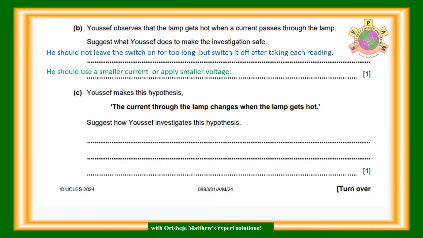Question 17c, Youssef makes this hypothesis. The current through the lamp changes when the lamp gets hot. Suggest how Youssef investigates this hypothesis. Identify the independent variable and the dependent variable. Current is the independent variable while temperature is the dependent variable. Allowing different values of current to flow in the lamp makes the lamp have different temperatures. He measures the current when the lamp is cold and when the lamp is hot.